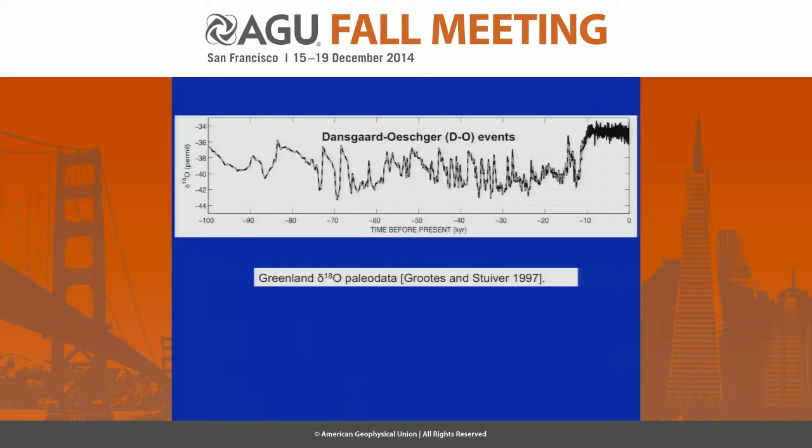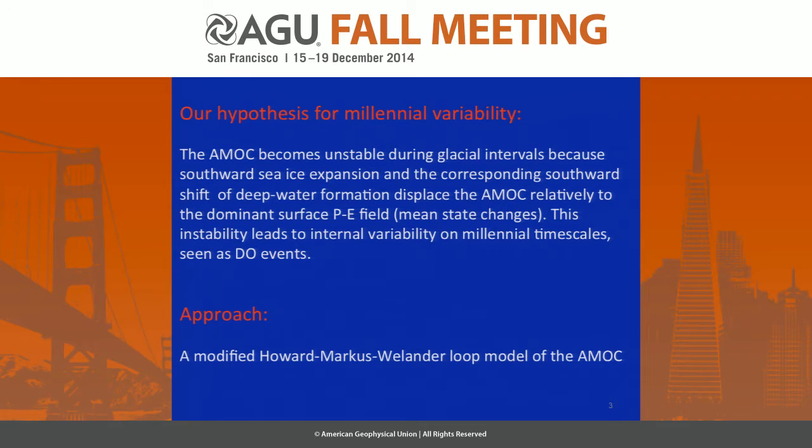All right, so with this talk, in the spirit of one of the previous talks by Eric Wolf, we are trying to get the simplest possible model for DO events. And what we want to reflect is this chaotic millennial variability during the glacial interval, and then a relative stability of the Holocene. And our hypothesis for millennial variability is quite simple.